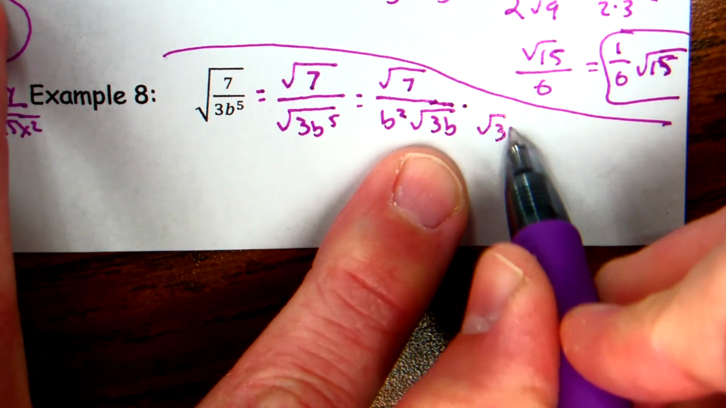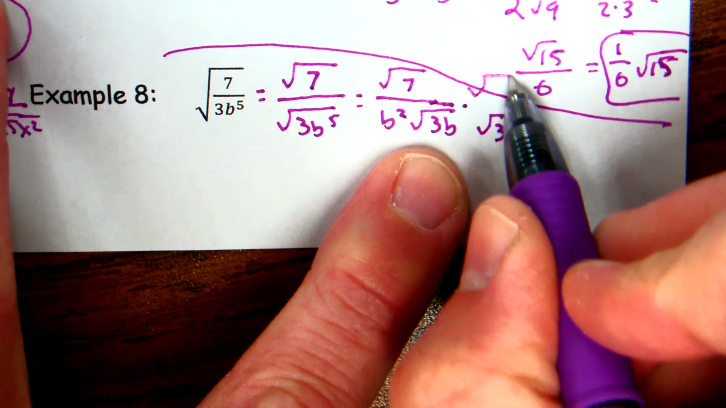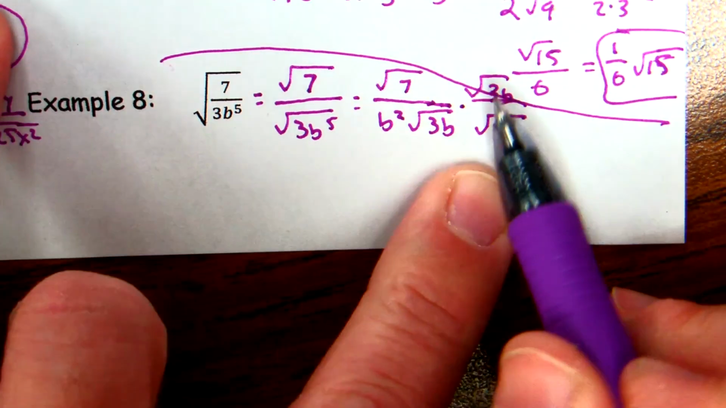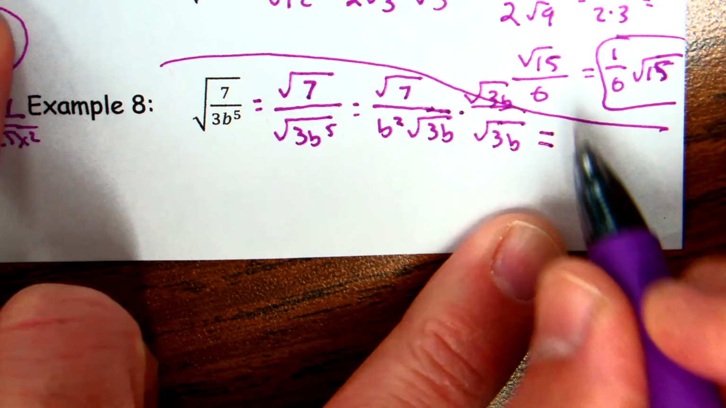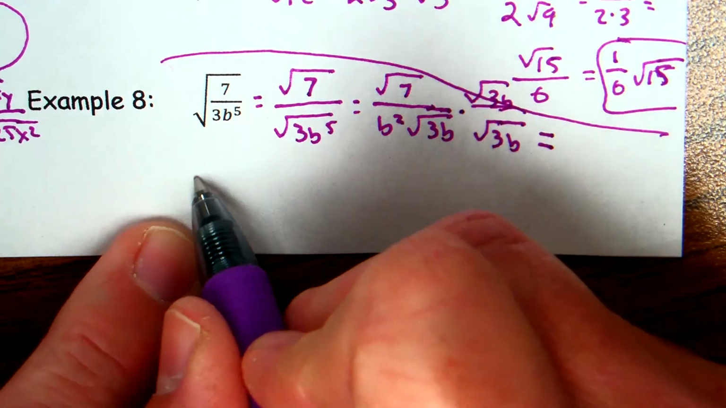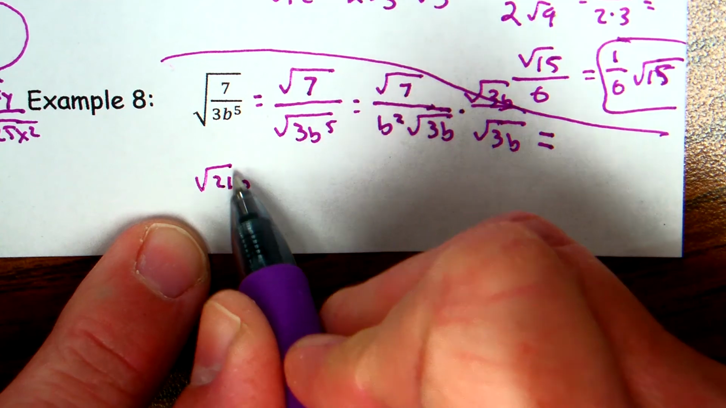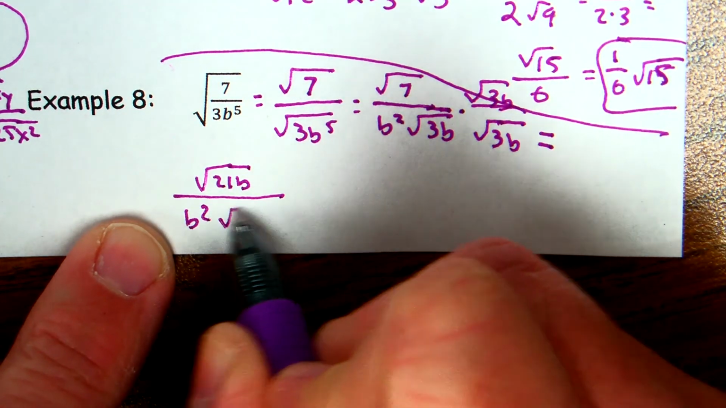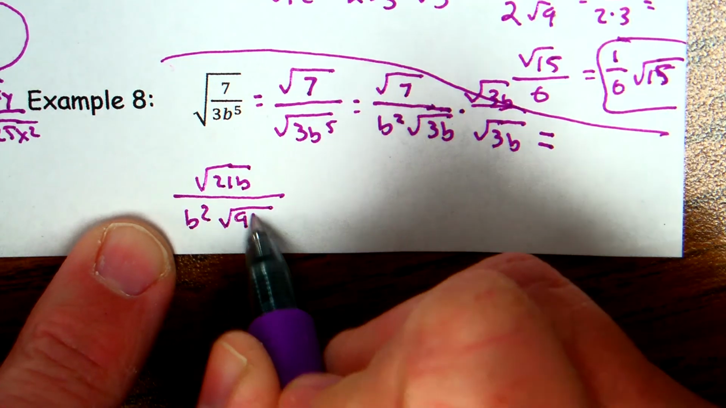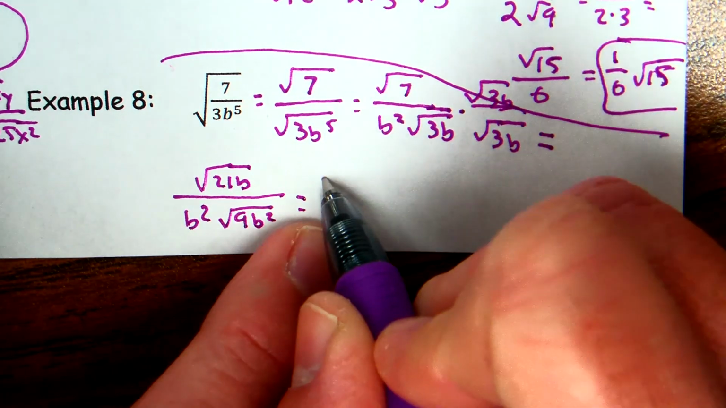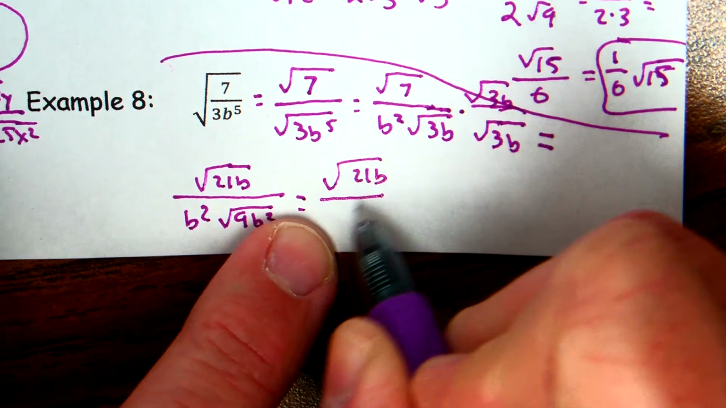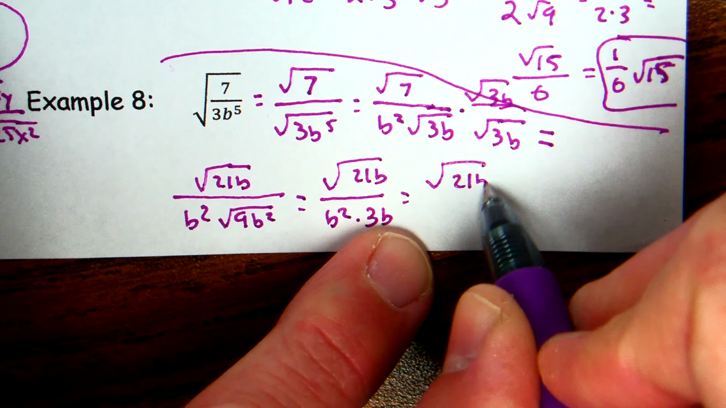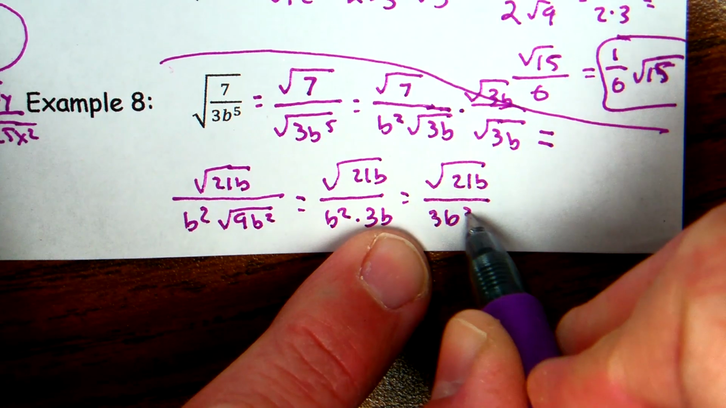I'm not allowed to have a radical 3b on the bottom. Getting tight in here. So I'm going to multiply by radical 3b on the top and bottom. That gives me, let's get over here where there's more room, radical 21b on top over b squared radical 3b, and 3b makes 9b squared, which is radical 21b over b squared times 3b, which is radical 21b over 3b to the third.